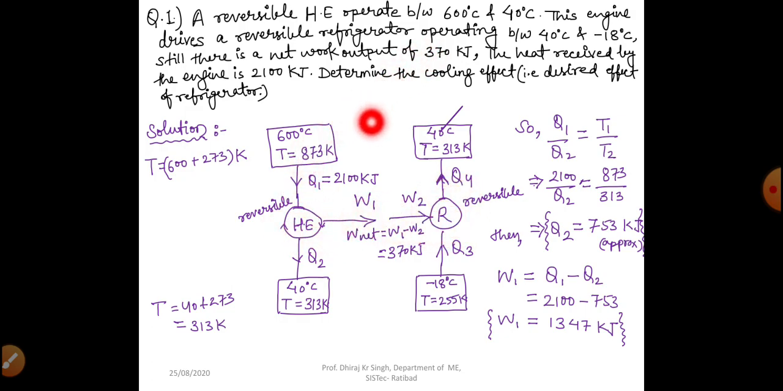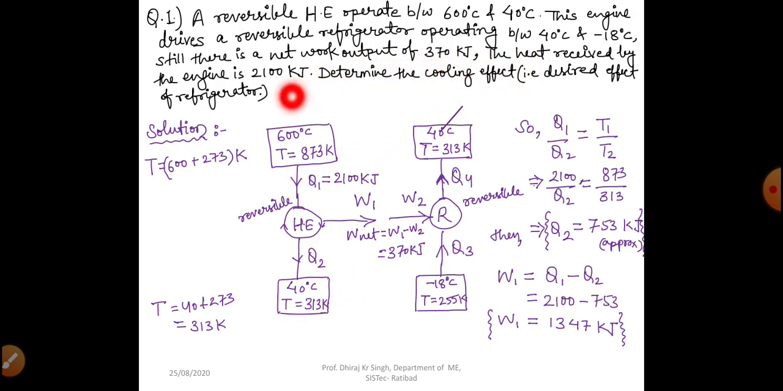This heat engine is working between temperatures of 600 and 40 degrees Celsius. So the higher temperature is 600 degrees Celsius and the lower temperature is 40 degrees Celsius. We will change these temperatures into Kelvin. For converting degrees Celsius into Kelvin, we add 273 to 600, so the new temperature becomes 873 Kelvin. Similarly, in the sink, 40 degrees Celsius gets converted into 313 Kelvin.